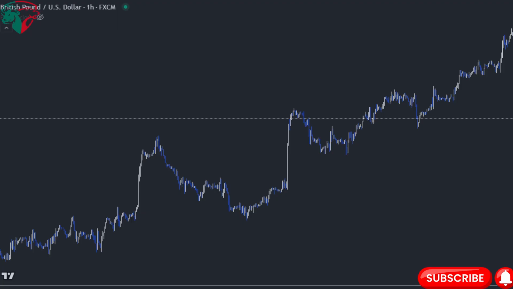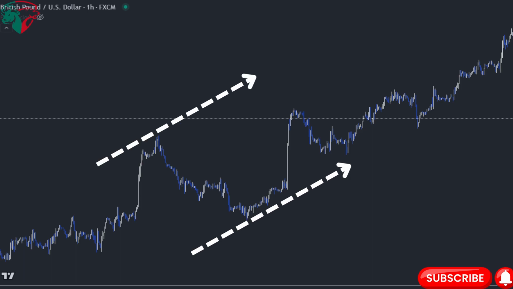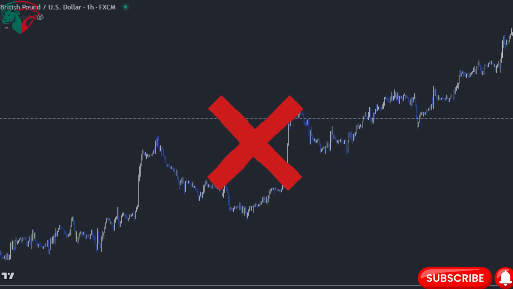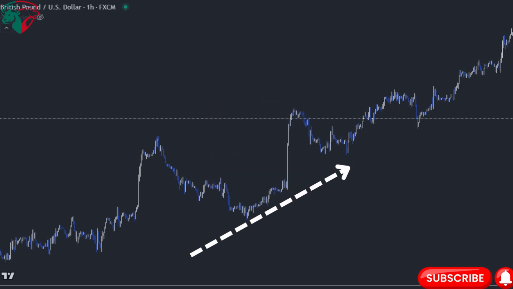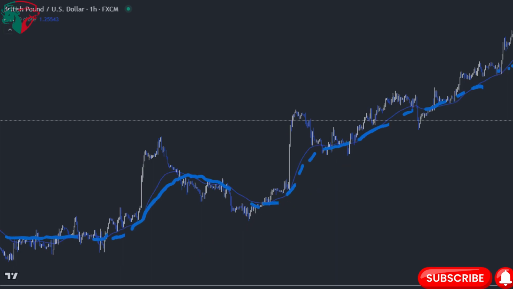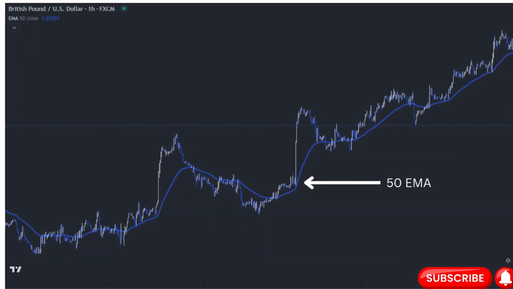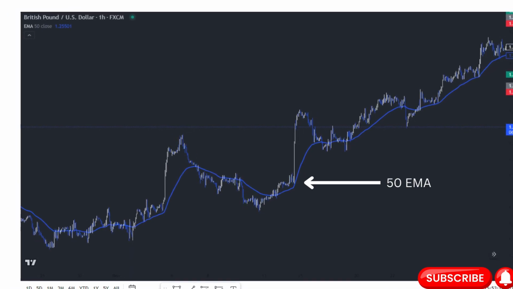Welcome back. Let's get started with this strategy. Rule number 1. We have to trade with the trend. To be successful with this strategy, we shouldn't trade against the trend. What I mean is we should follow the trend, and we can only know the direction of the trend by using moving averages. Here, we are going to be using the 50-period exponential moving average.